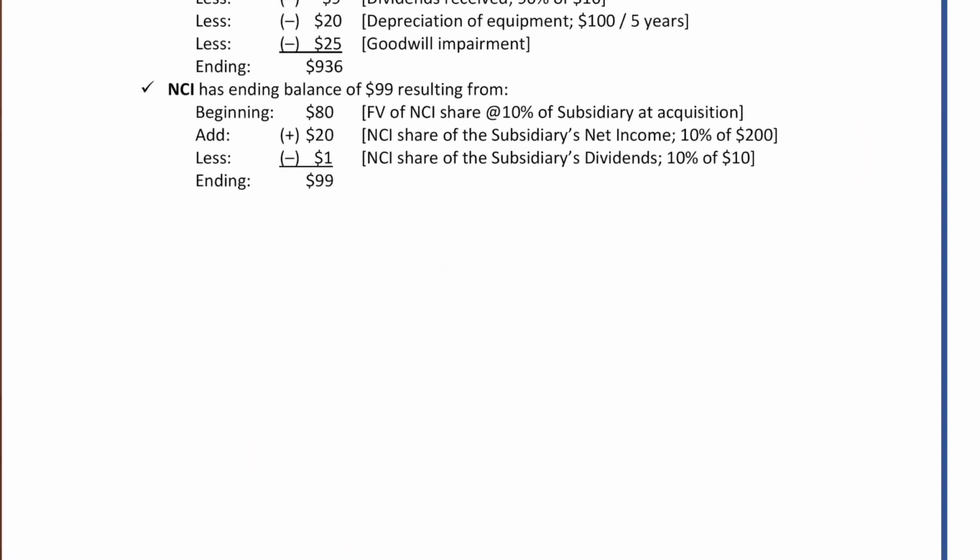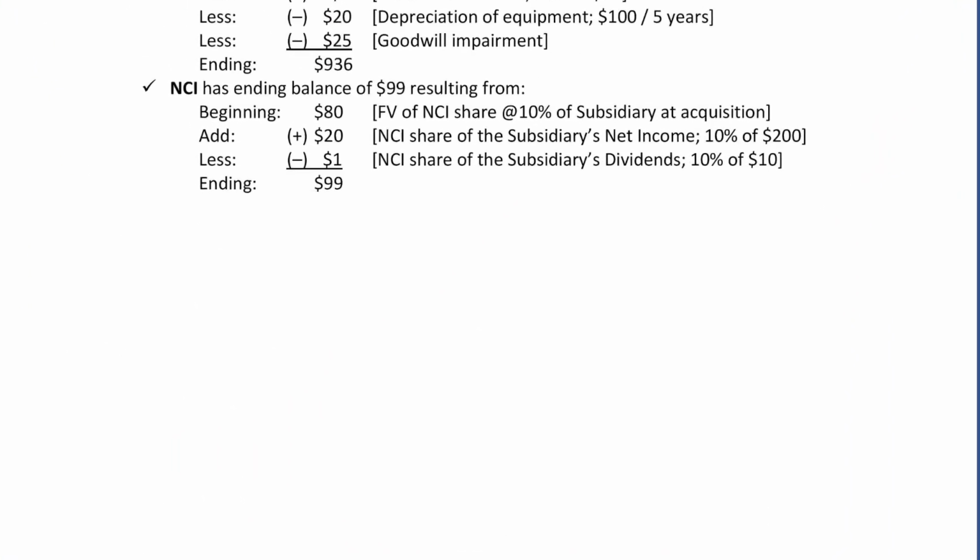Turn on to page 14, and here I want to show you how non-controlling interest account works. So draw a T account for NCI, and we'll start with the credit number for $80, which was fair value at acquisition. So fair value per share was $8 into 10 non-controlling interest holder shares. That gives us $80 fair value for non-controlling interest at acquisition.